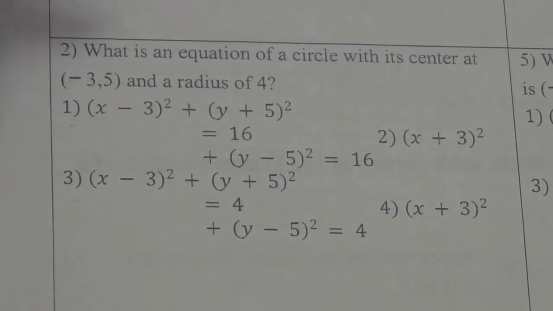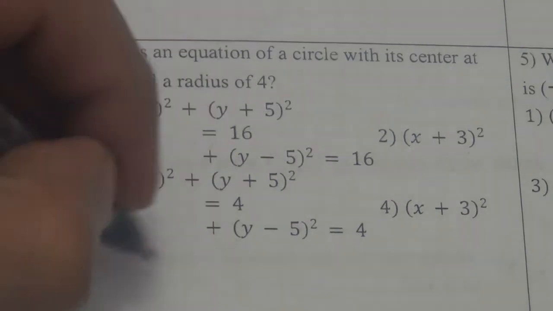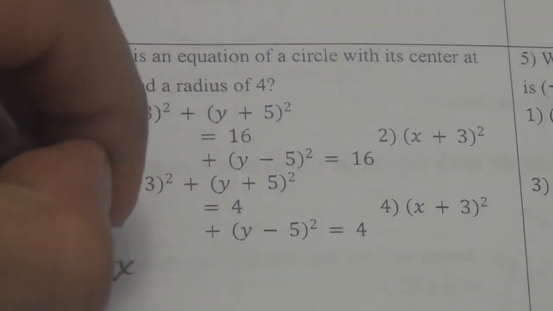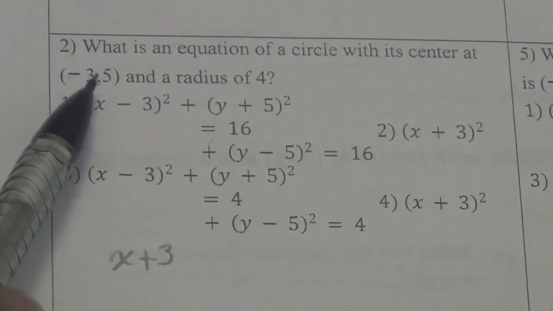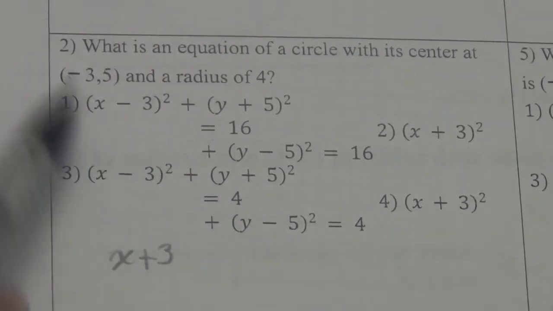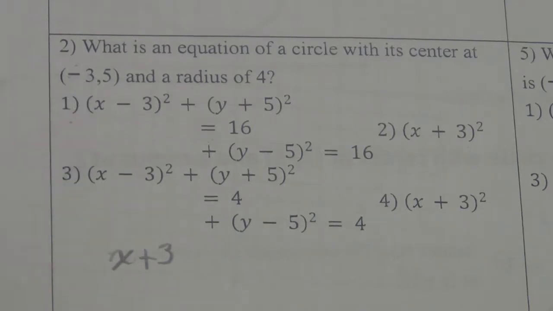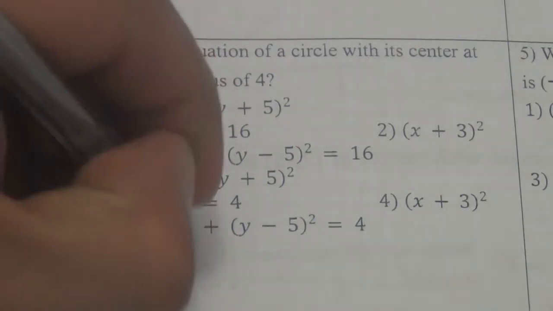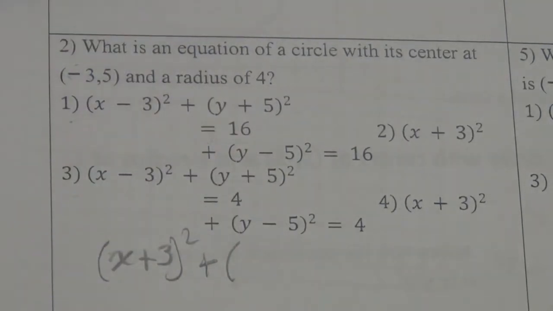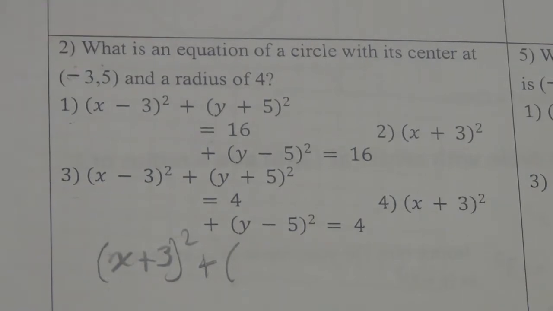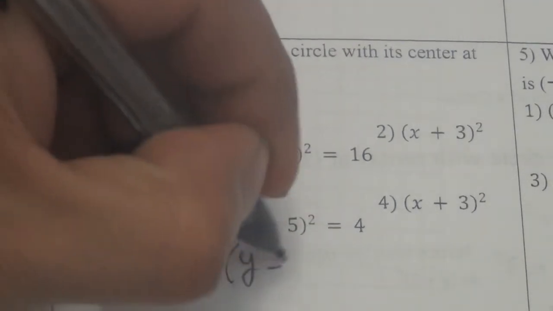Let's write the equation. I have a center of (-3, 5). When we write the equation, we write x plus 3, because we write the opposite of the center. So it's (x + 3) squared, plus, and now the y coordinate of the center is 5, so it's (y - 5) squared.